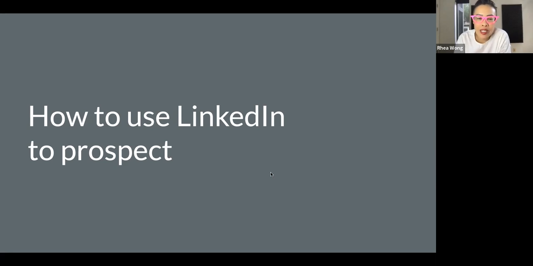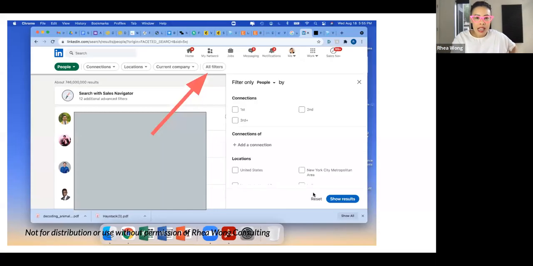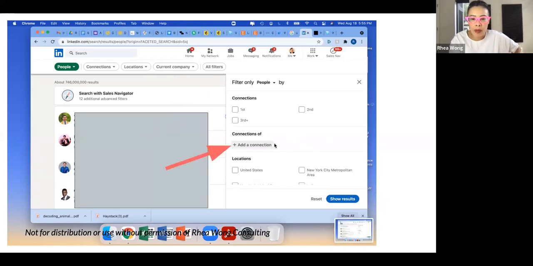So a couple of ways to use LinkedIn to prospect, because I know everyone's out here being like, well, I don't have a pool. I don't have anyone at top of funnel. I don't know anybody. I'm going to help you with this. LinkedIn has a thing where you click my connections and you click all filters, right? When you click all filters, this little pop-up comes up. What you can do with this pop-up is add a connection. So let's say I want to add a board member.